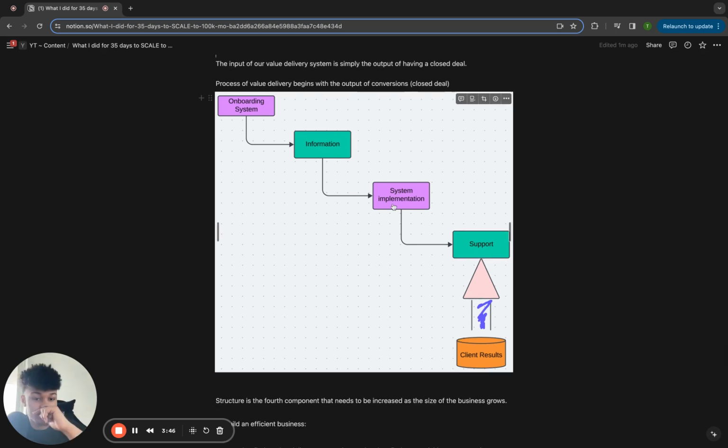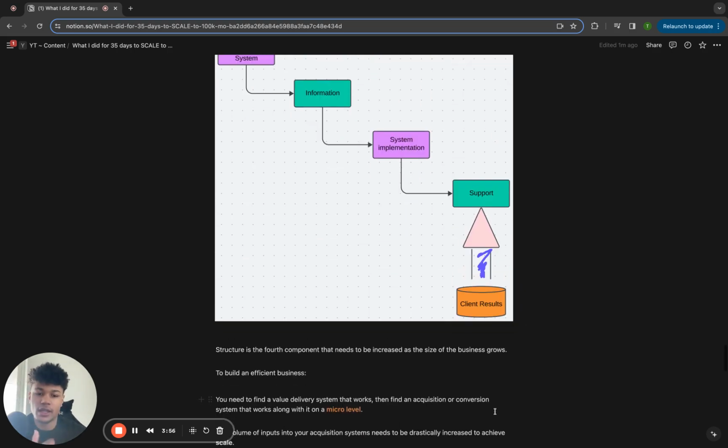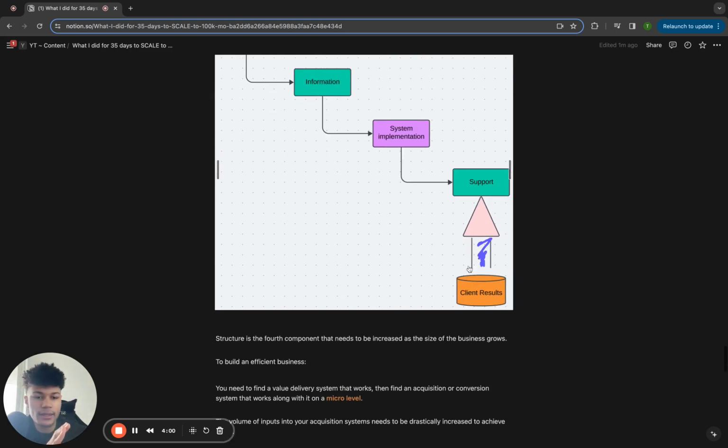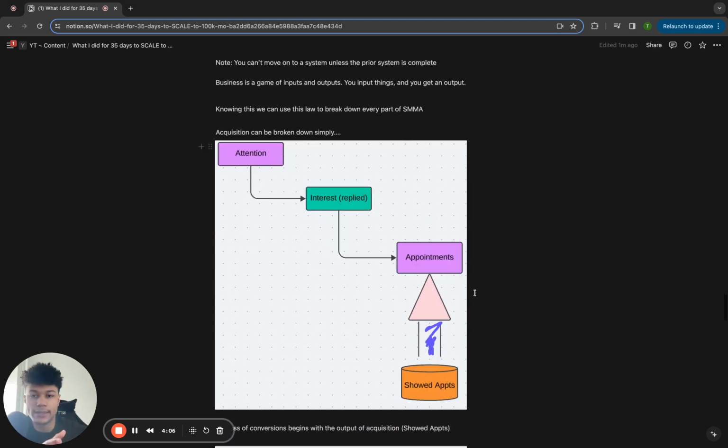You have to have a system where you put in specific inputs to get a specific output, okay? You then have support, maybe a client success manager, and then you get client results. So what's cool about this? Once this system is done, all you do is take the output of the value delivery system and put it right back in the top of the acquisition system, into your attention. Now you get more and better, stronger attention.